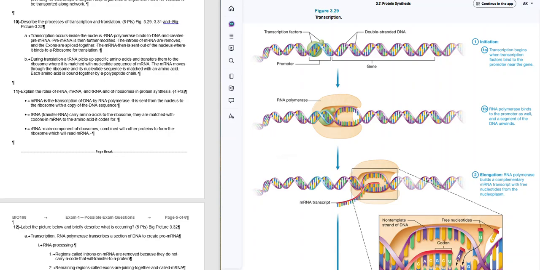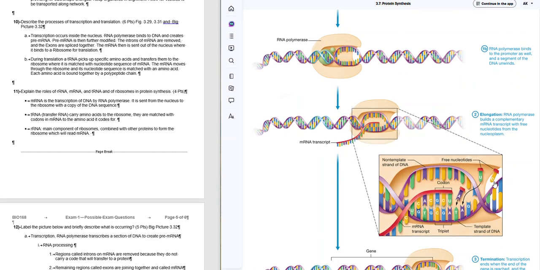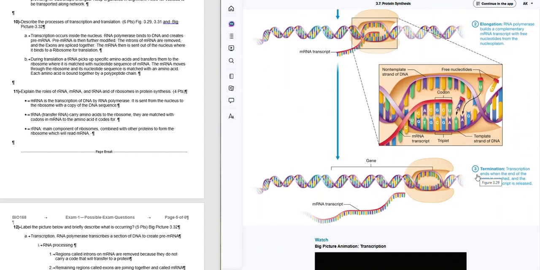Question 10: describe the process of transcription and translation. You can see this in figure 3.29 and 3.31. Both are initiation, elongation, termination. Transcription begins with the promoter on the gene, then the RNA polymerase binds, opens up the DNA, adds the nucleotides, and starts creating the new messenger RNA transcript. Once it reaches the termination, transcription ends, and the messenger RNA is released.